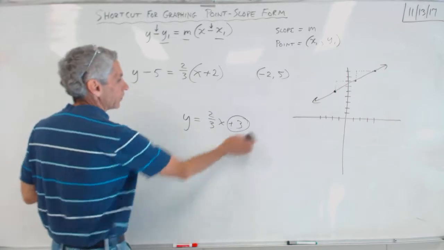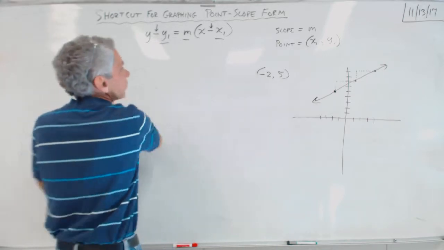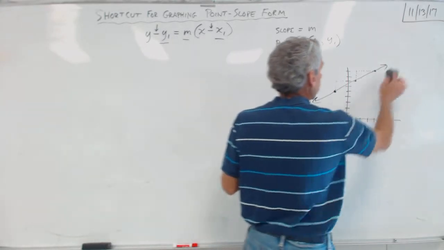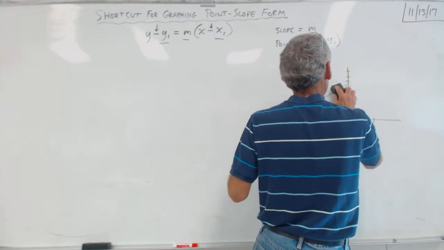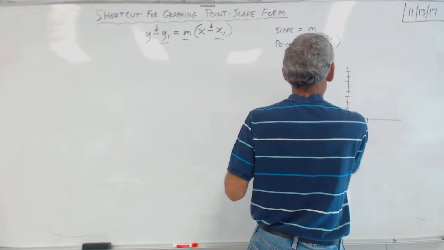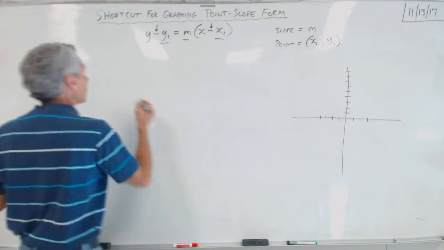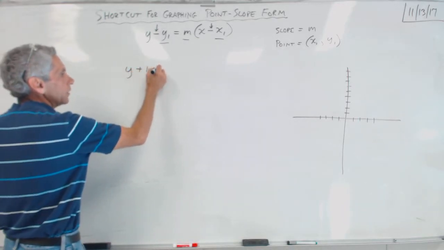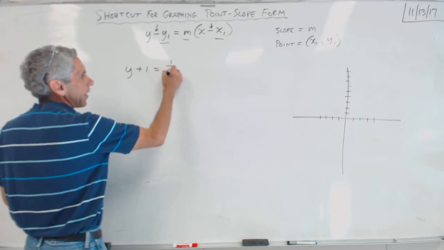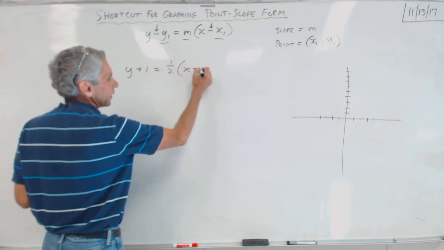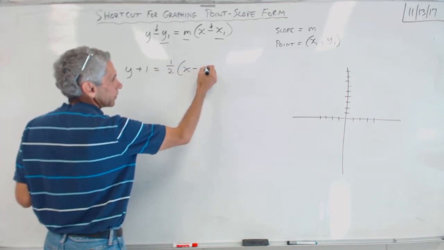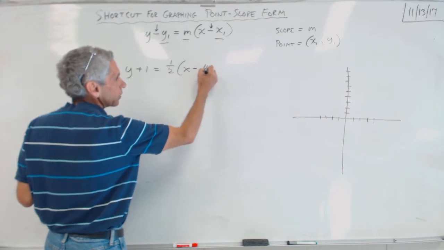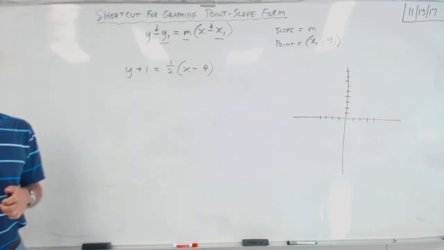All right, so let's just try a few. Be sure we're all on the same wavelength. All right, how about this? Y plus 1 is equal to 1/2 x minus 4.